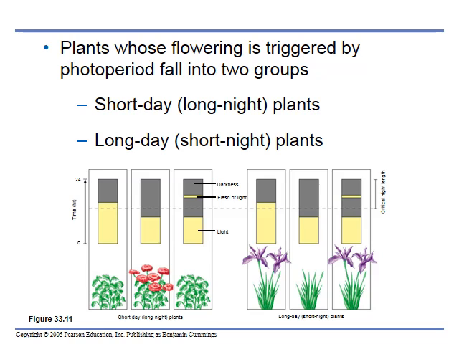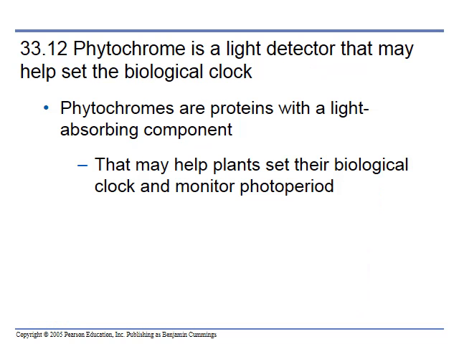You can also trick the long day plants, the short night plants, by making it think that there are 2 days here as well. Just by a short flash of light, you break up this long night, and it thinks that this is a day, and then this is another day.